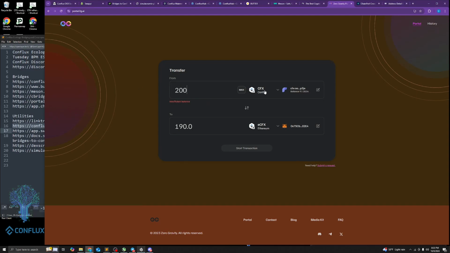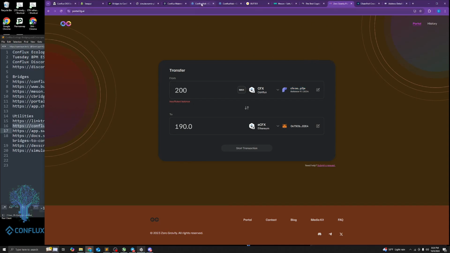I know this one is definitely used quite often: if you have CFX on Core Space and you want to bridge it to Ethereum to use eCFX, which is used on Curve for Ethereum DeFi, you can do it from here. Now, I don't want to send 200 CFX to Ethereum, but I will walk through what it means to actually get CFX so it could be bridged from here. This bridge goes from Core Space, and that requires a Fluent wallet or a few other compatible wallets, but really we'll talk about Fluent.